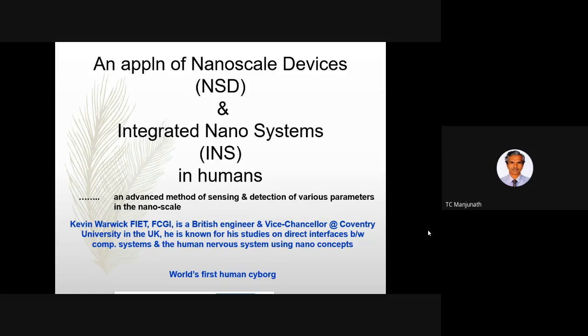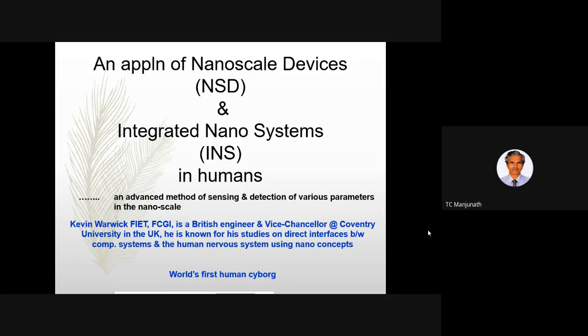This Kevin Warwick was a British engineer and a professor at the University of Reading, and now he is at Coventry University as a vice chancellor. He is very famous for his studies on direct interfaces between computer systems and the human nervous system using AI, machine learning, ANN, KNN, CNNs, recurrent neural networks, and that too using nano concepts.